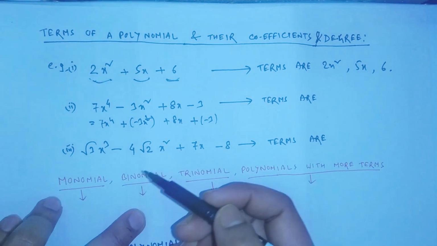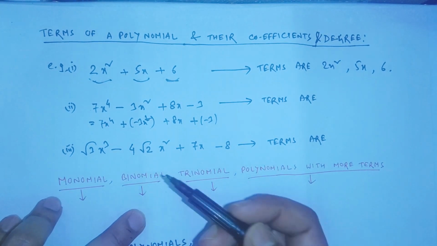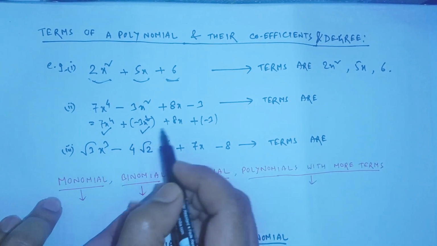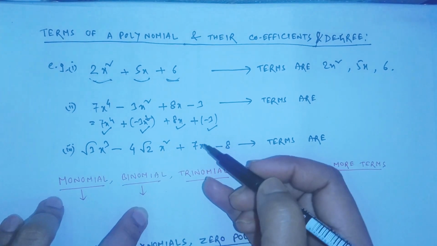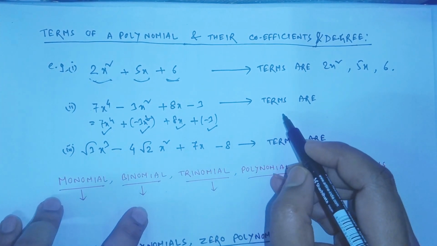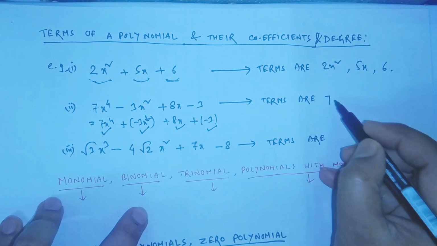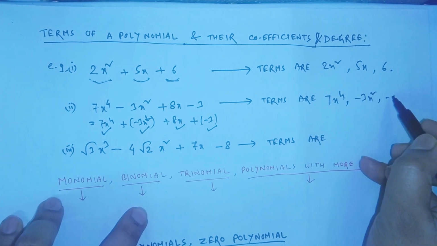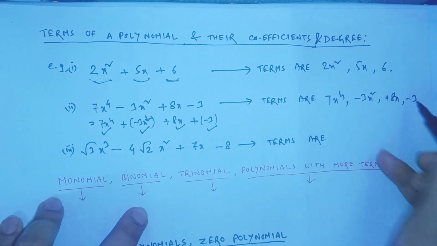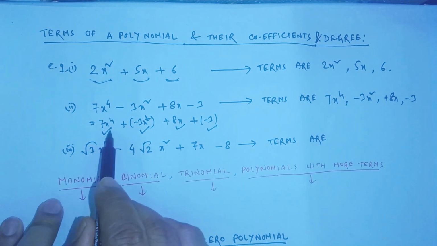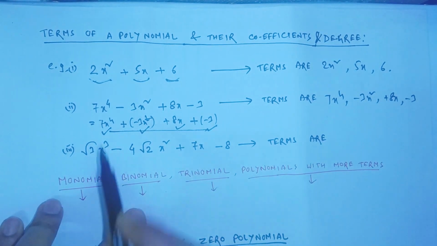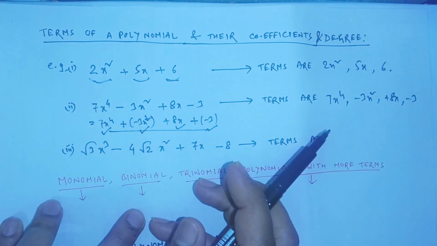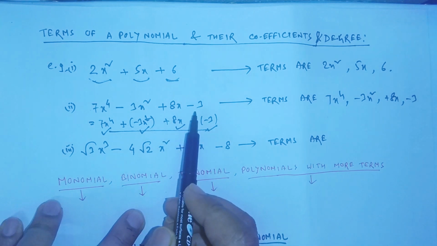Now by definition, terms are the parts which are added. So which are added here? 7x to the power 4 is added, minus 3x squared is added, 8x is added, and minus 3 is added. So the terms are the parts which are added. So the added parts are here. The required terms: 7x to the power 4, minus 3x squared, then plus 8x, then minus 3. You can skip modifying this polynomial. Directly you can write down 7x to the power 4, but minus must be included. Minus 3x squared, 8x, then minus 3.